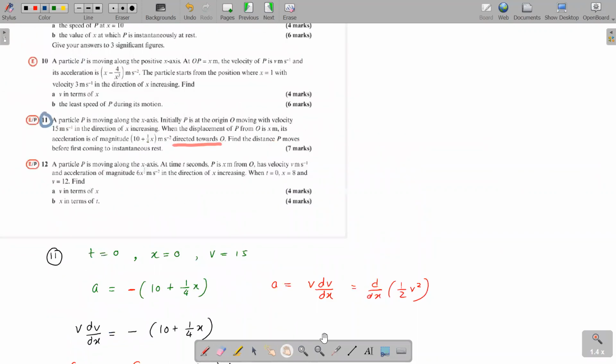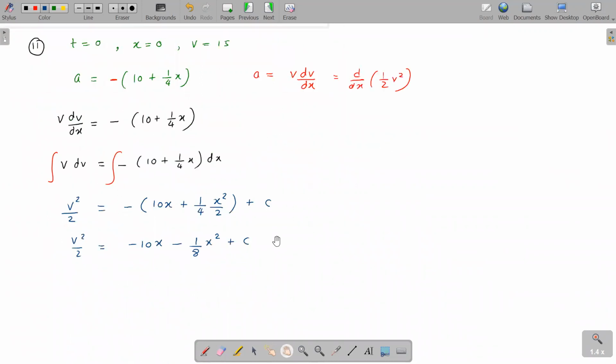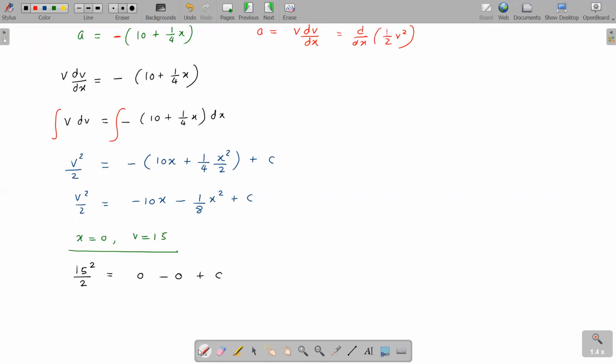What are our limits? When time is 0, x is 0, v is 15. So we can go for x is 0, v is 15. Substitute the values. What do we get here? v square over 2, 15 square over 2 equals minus 10 into 0 is a 0, minus 1 over 8 into 0 square is a 0, plus c. Can I know the value of c? 15 square over 2 is 225 over 2 equals c.